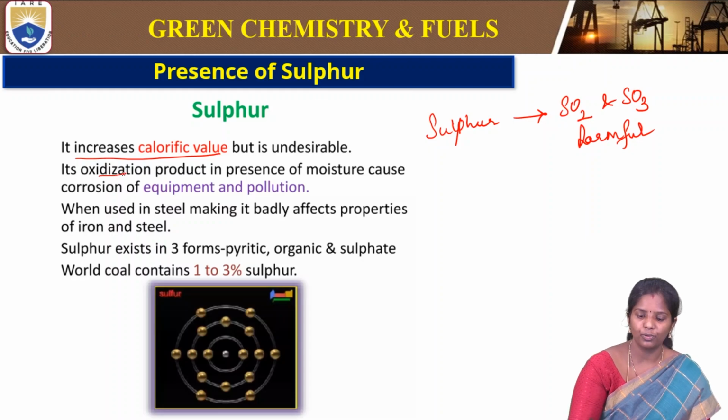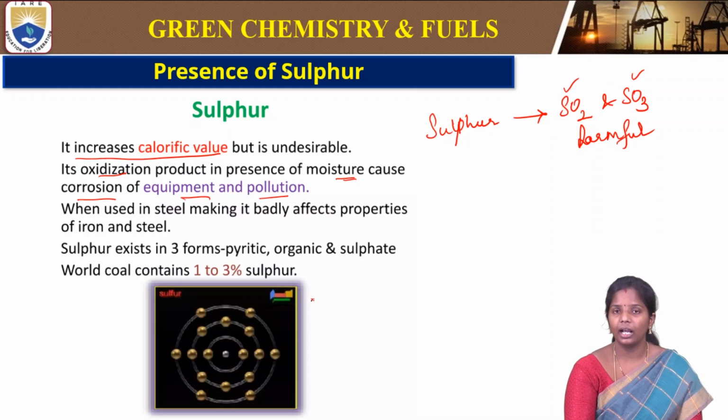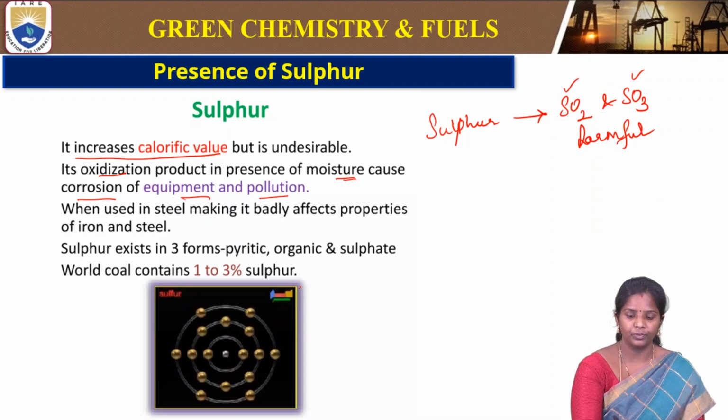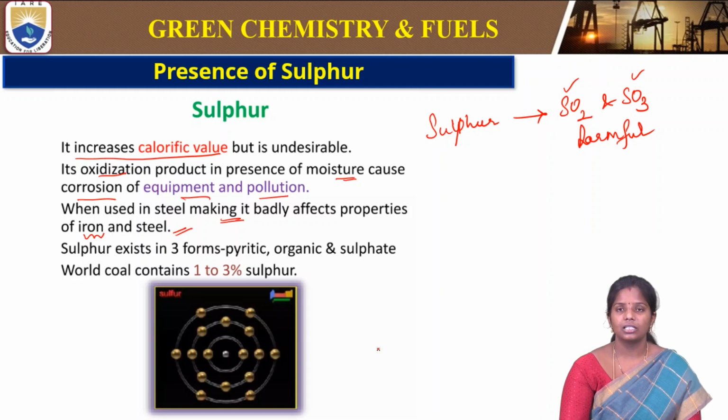Its oxidation products in the presence of moisture cause corrosion of equipment and pollution. Because of these gases, there will be corrosion of the equipment and also pollution of the atmosphere. When used in steel making, it badly affects the properties of iron and ultimately steel. Steel is nothing but an alloy of iron. So whenever we use it for steel making, it affects the properties of iron and thereby the quality of the steel also goes down.